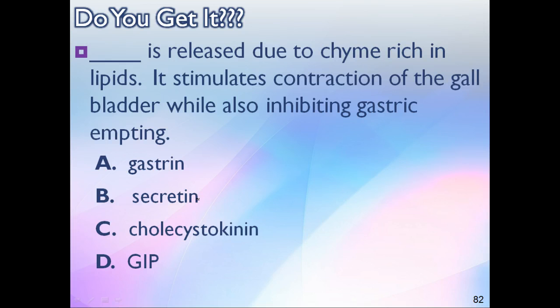Blank is released due to chyme rich in lipids. It stimulates contraction of the gallbladder while inhibiting gastric emptying. So which one of these was released because of fats and had a fatty function? Is it gastrin, secretin, cholecystokinin, or gastric inhibitory peptide? Well, we've eliminated secretin from the mix because that was the answer to the previous one, which means it's going to be either gastrin, cholecystokinin, or GIP, and the only one that makes sense is cholecystokinin.